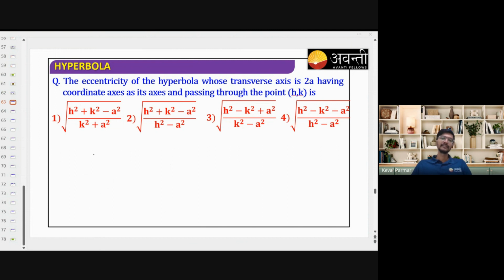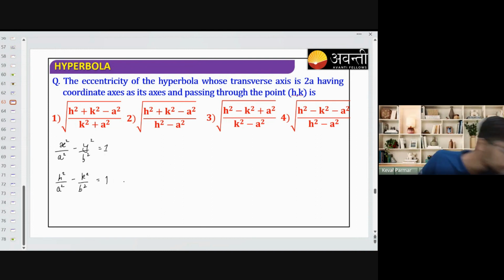So basically, they are saying that the hyperbola given is the standard hyperbola x square upon a square minus y square upon b square equals 1. Now this hyperbola passes through the point h comma k. That means h comma k must satisfy h square upon a square minus k square upon b square is equal to 1.